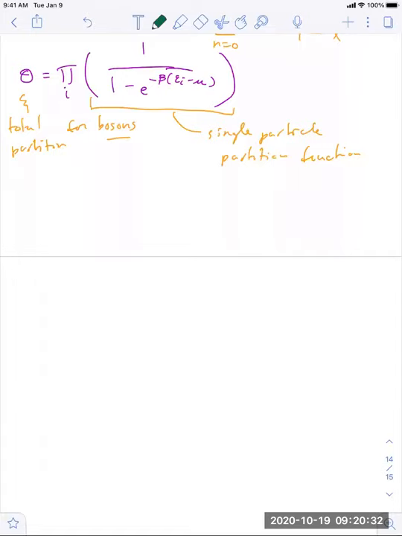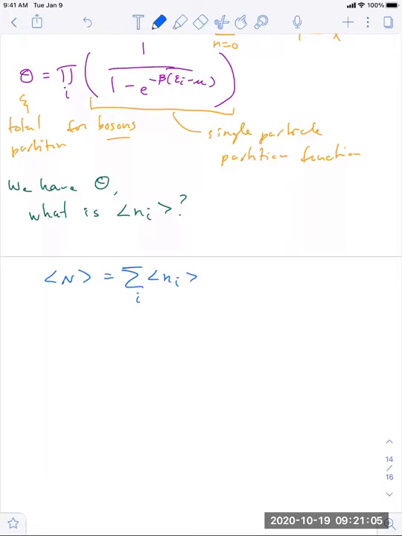So we have theta. Now let's go back and think about what our occupation numbers are. How many particles do we have in a given state i? So I know that my average number of particles in the system is going to be a sum over all of these average occupation numbers. Basically, all of my particles are somewhere.